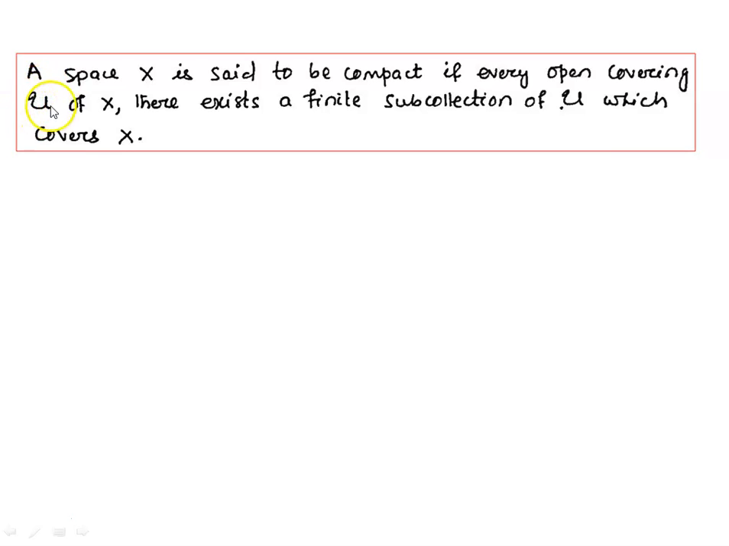Because this collection U contains many open subsets of X, they may be finite, they may be infinite. So arbitrarily many open subsets of X are here in this collection. If we can select a finite number of open sets from this collection whose union is the whole space, then only we say that the space is compact. Every open covering must have a finite subcollection which covers X. Then only the space will be called a compact space.